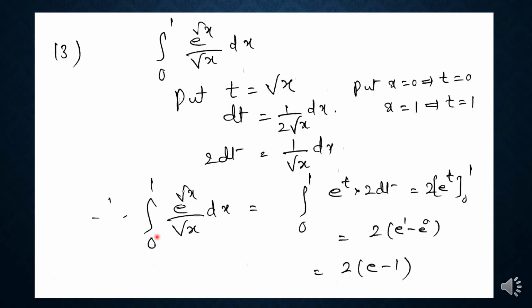Integral 0 to 1 e power root x by root x dx is equal to integral 0 to 1, e power root x can be written as e power t, into 1 by root x dx can be written as 2 dt. That is 2 into integral e power t dt is e power t, from 0 to 1, e power 1 minus e power 0, that is 2 into e minus 1. So this is the solution.